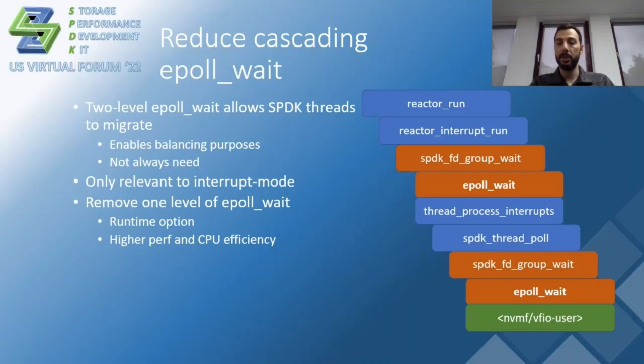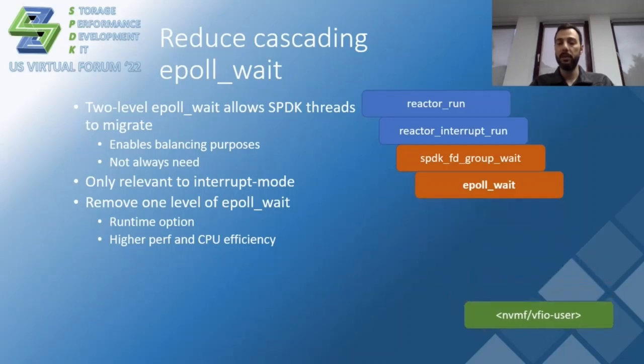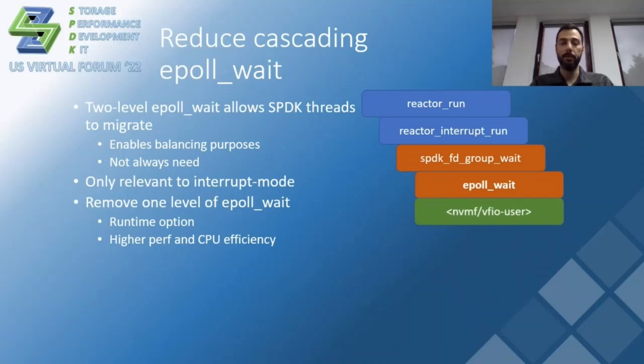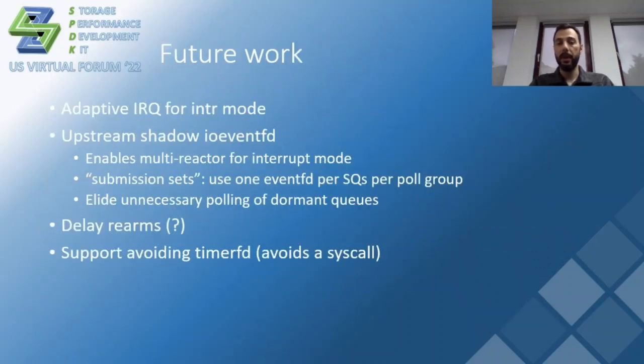However, load balancing is not always needed. For instance, in NVMe, the guest statically maps queues between vCPUs. Therefore, we can do the same static mapping between queues and reactors. By removing the second level epoll, we hook the fd directly to the first level epoll, thus saving a system call.